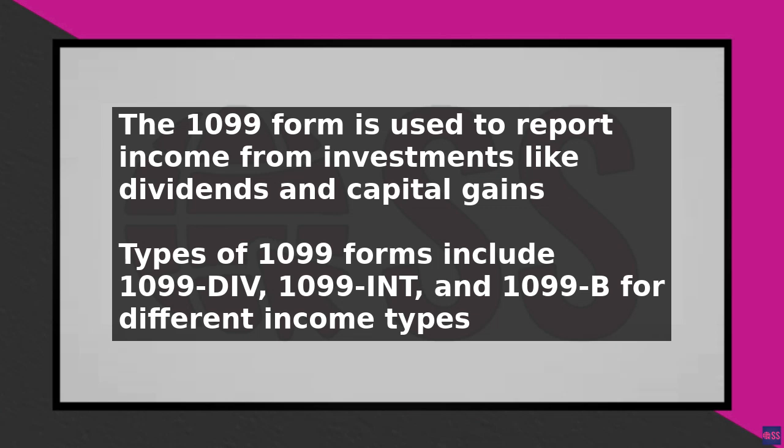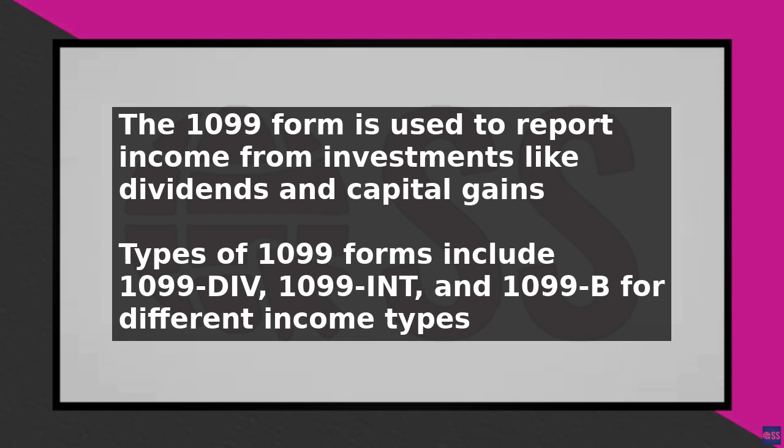If you received a 1099 DIV, look for the dividend income reported in box 1A. This represents the total dividend income you earned from your investments. If you received a 1099 INT, look for the interest income reported in box 1. This represents the total interest income you earned from your investments.